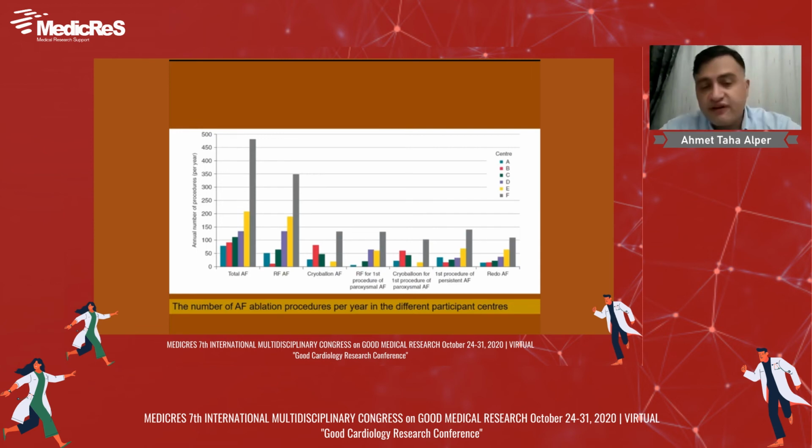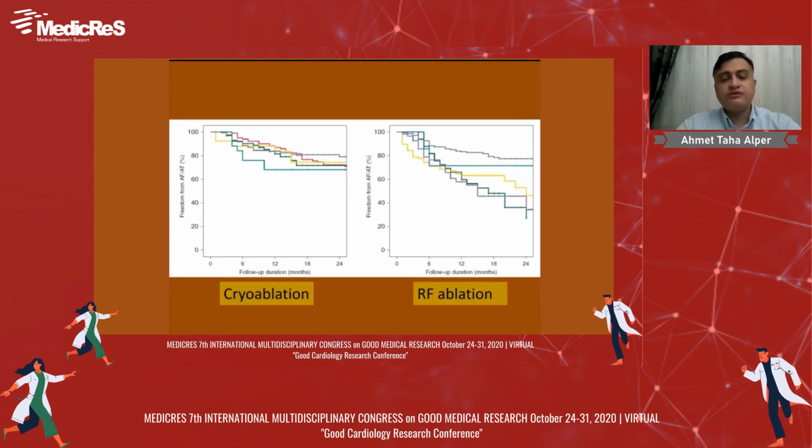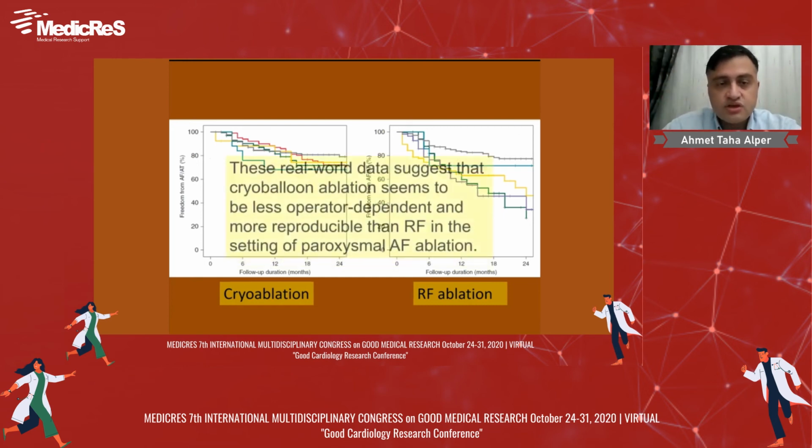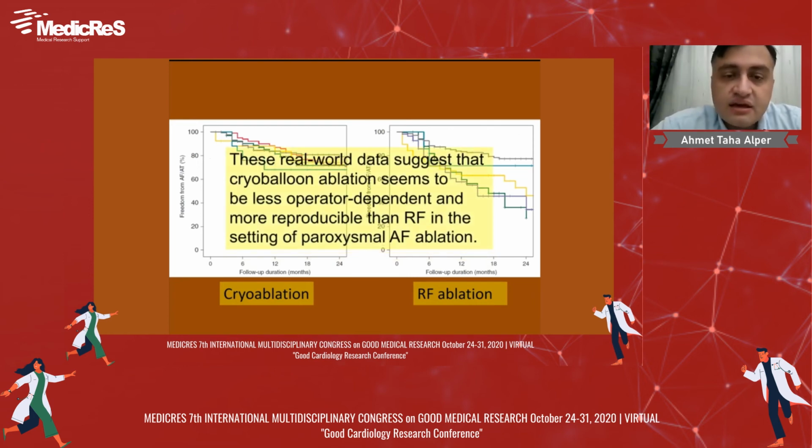And they classified the centers according to Afib ablation volumes. And they found that the cryoablation success rate was similar for all centers, but we cannot say this for RF ablation. If volume is high, the RF ablation success rate was high. So these real-world data suggest that cryoablation seems to be less operator dependent and more reproducible than RF in the setting of proximal Afib ablation.